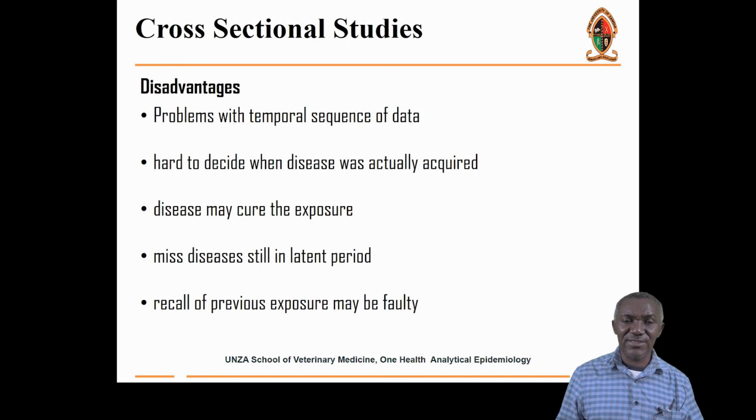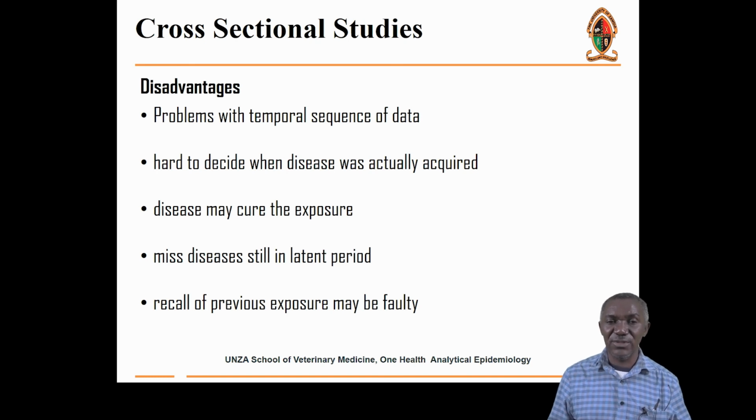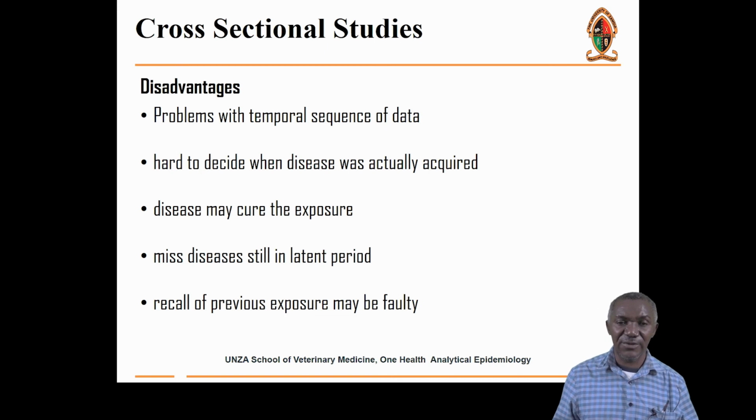If you want to know when exactly the disease was acquired, when the person actually got sick, it's very, very difficult to know under the cross-sectional study because you go into a population at one point in time and observe both exposure and outcome of interest without really knowing when exactly the particular study unit was exposed or when the disease was acquired. The disease may also cure exposure. So it is possible that you are looking for a particular risk factor and the animal or the person may have been exposed, and then the disease itself may get rid of the exposure.